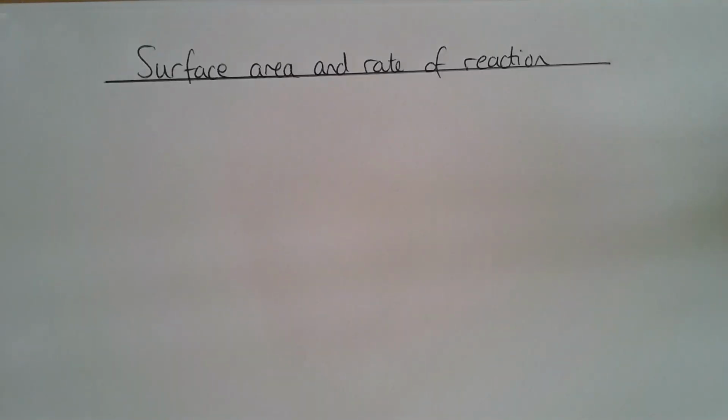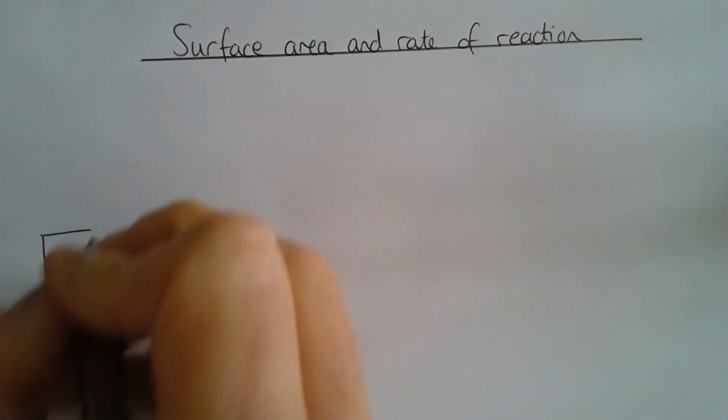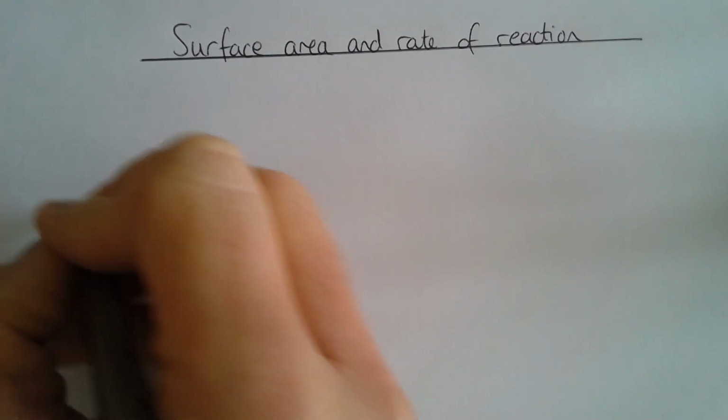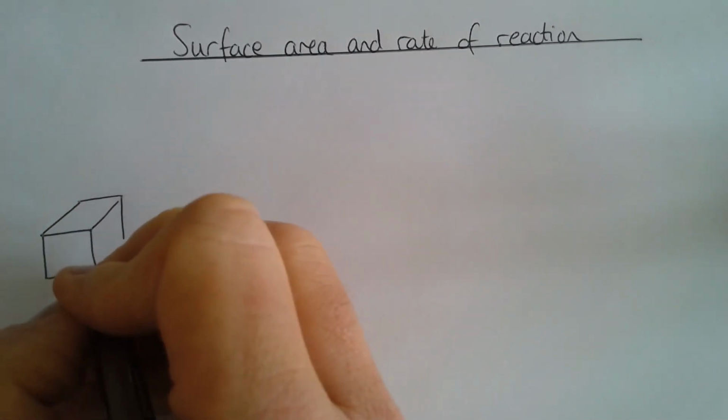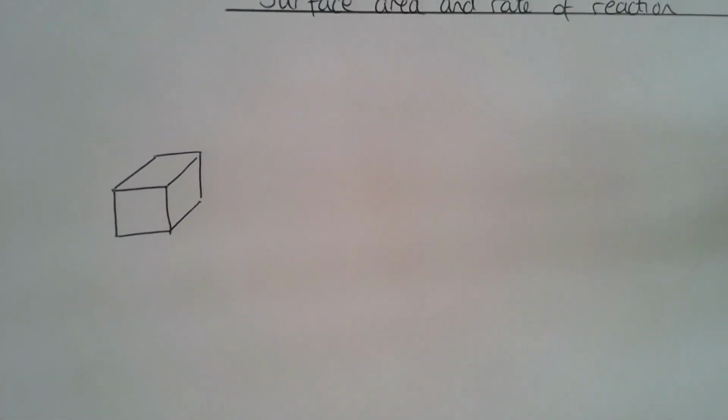So we're going to have a look at how surface area affects the rate of a chemical reaction. So let's think first of all about the reaction of a solid. So I've drawn a cube, and that represents a cube of marble chip. A marble chip reacts with hydrochloric acid.